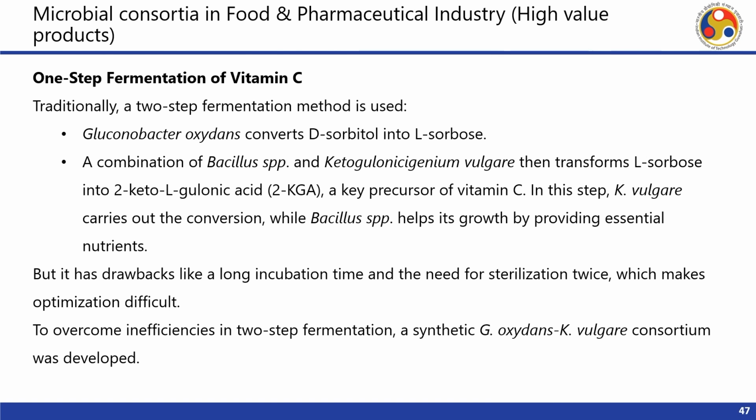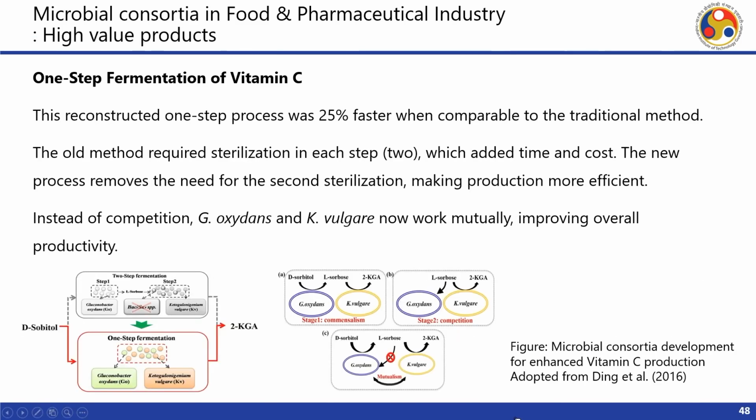But this two-step system has drawbacks. For example, it takes a long incubation time and needs sterilization twice, which makes optimization difficult. To overcome inefficiencies in the two-step fermentation process, a synthetic G. oxydans and K. vulgare consortium was developed.